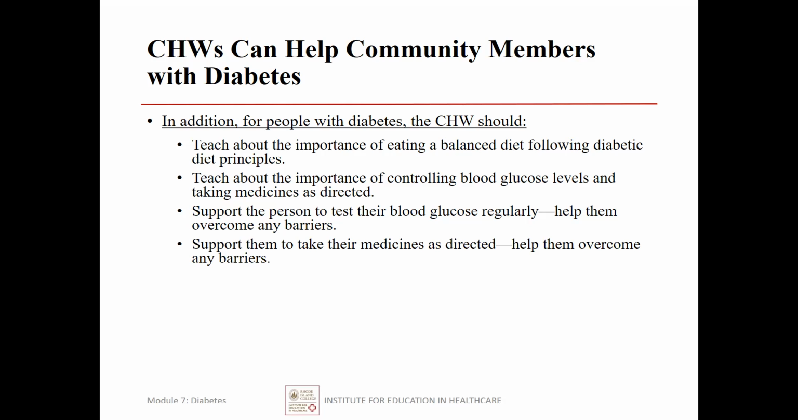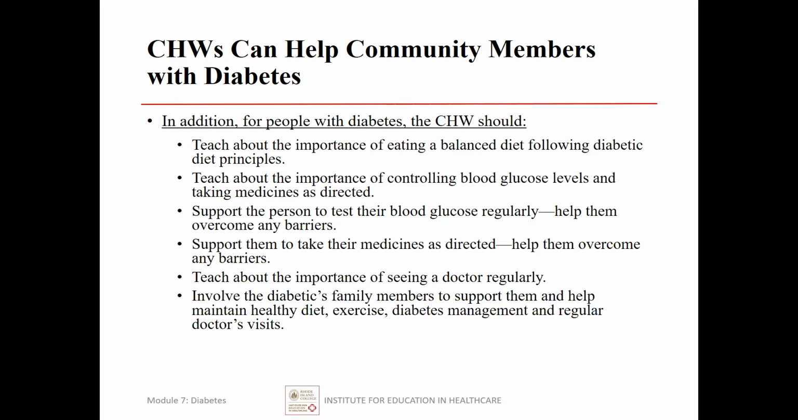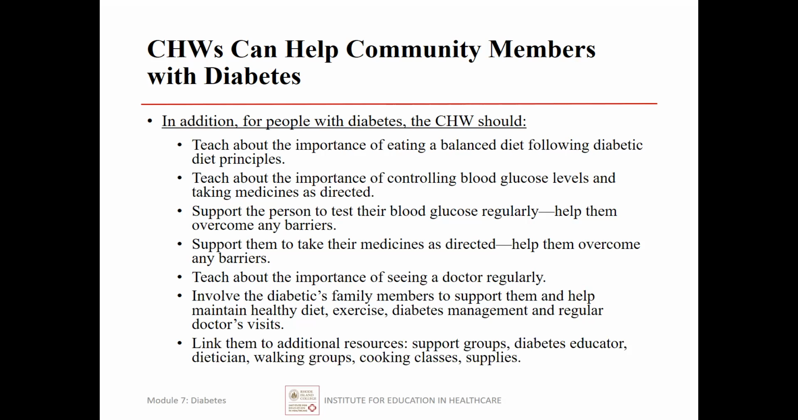Similarly, are they taking their medication as directed? You want to help them overcome any barriers to doing that. Teach them about the importance of seeing a doctor regularly for all of those screenings and follow-up that we talked about earlier. Involve the diabetics' family members to support them and help maintain a healthy diet, exercise, diabetes management, and regular doctor's visits. So getting the family on board is really important. And finally, link them to additional resources.